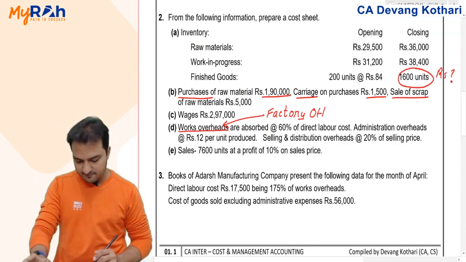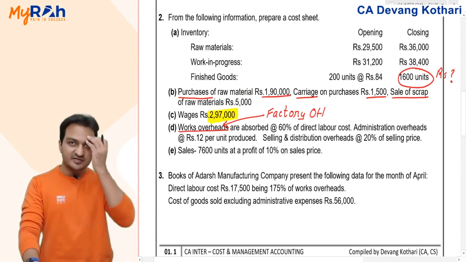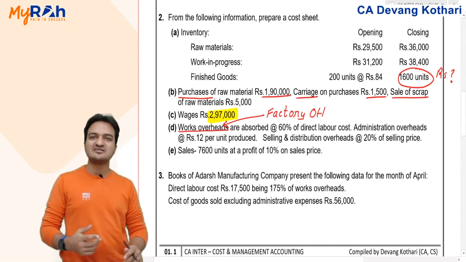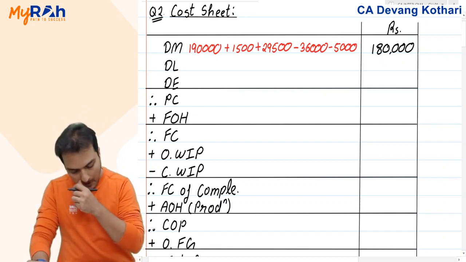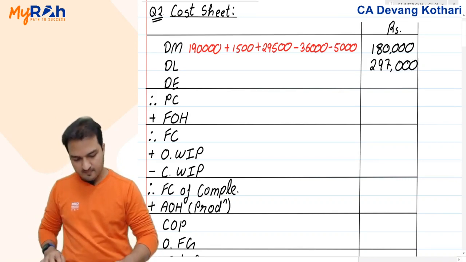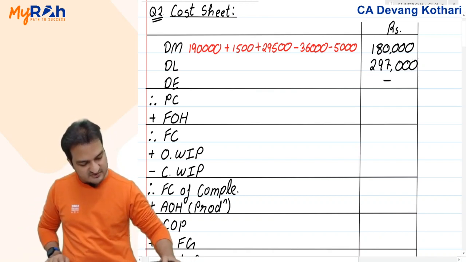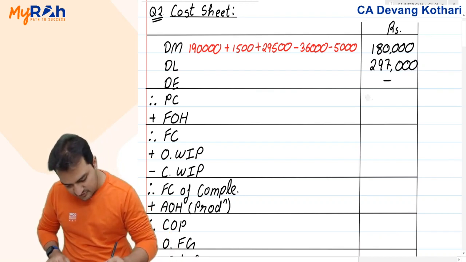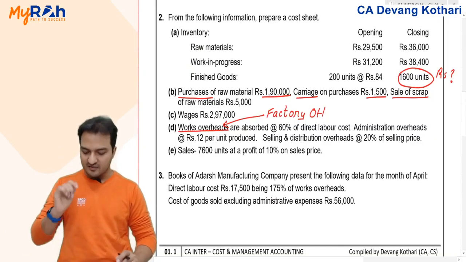Further, in the question, you had wages given 2,97,000. That wages will be taken as direct labor. But notice, in this question, there is no direct expenses given. If no direct expense given, then take that as zero. So labor is given 2,97,000 and direct expense is 0. So 180 plus 297 gives you 4,77,000 as your prime cost.